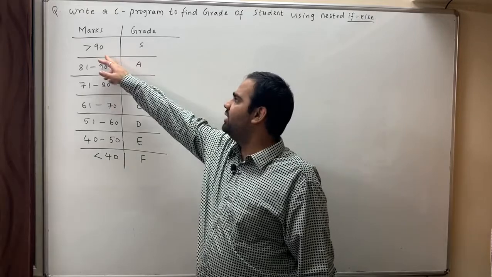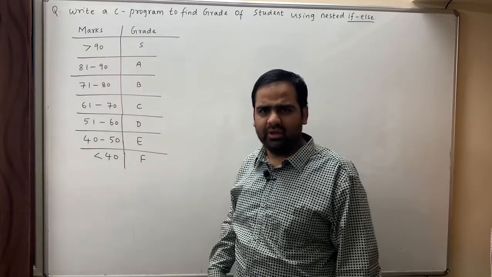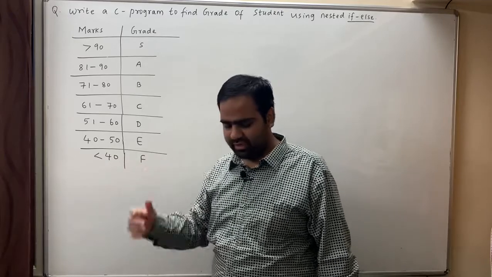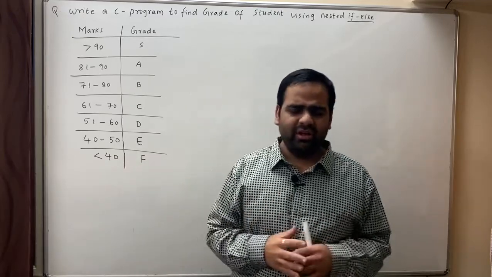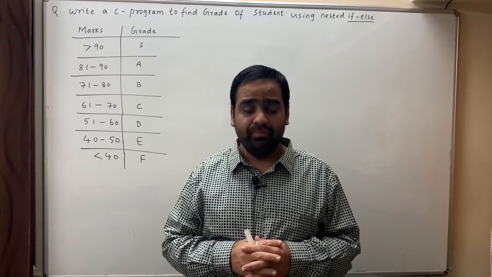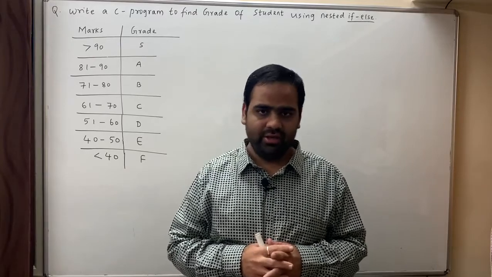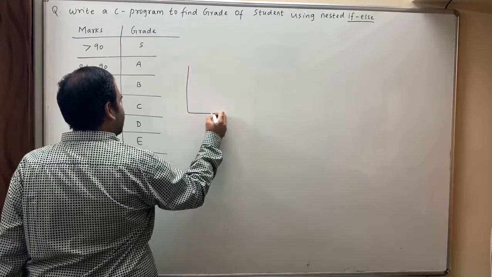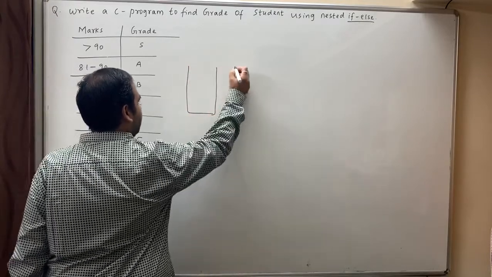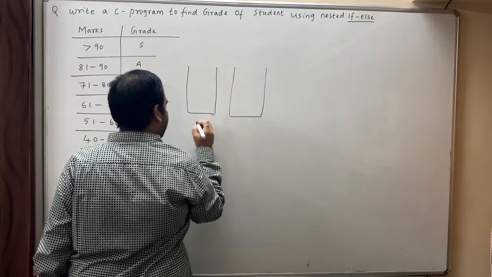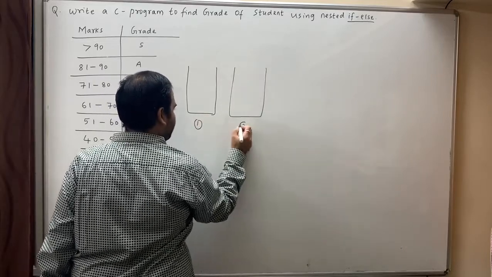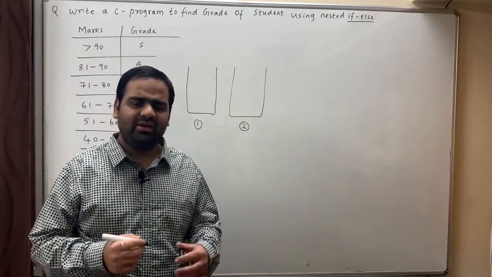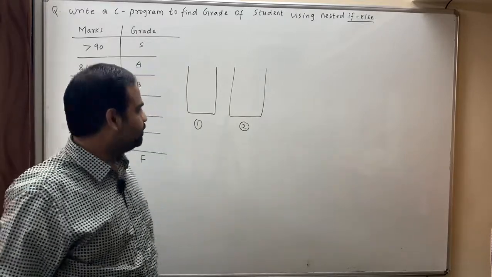If marks is greater than 90, we need to display A grade, and so on. If marks is less than 40, we will display F grade. Now let us see how we can use the nested if else over here. Say for example, we will take two buckets. Let me call this bucket 1 and this bucket 2. Why I have taken two buckets, you will understand in some time.